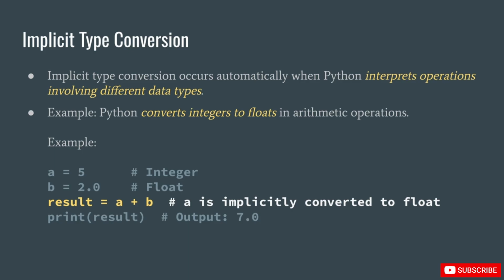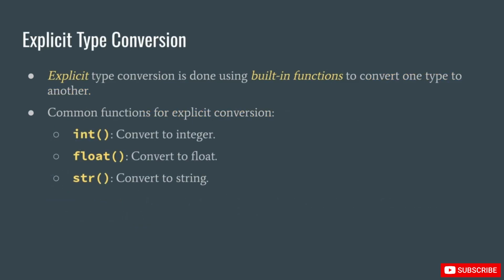Implicit type conversion happens automatically when Python needs to perform operations involving different data types. For example, if you add an integer and a float, Python will automatically convert the integer to a float before performing the operation. Explicit type conversion is when you manually convert one data type to another using built-in functions. For example, you can use int as a function to convert a value to an integer, float to convert it to a float, or str to convert it to a string.